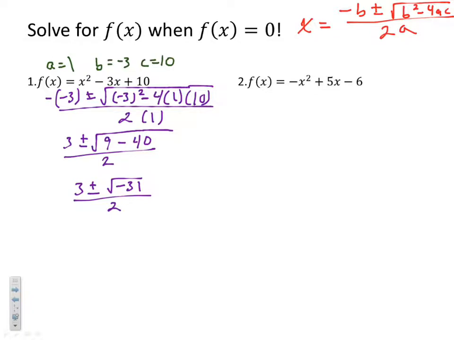Now, since we have that negative under the radical, we're going to pull the negative out by turning it into an i. So that's 3 plus or minus i root 31 all over 2.